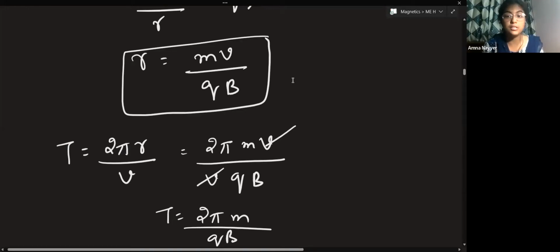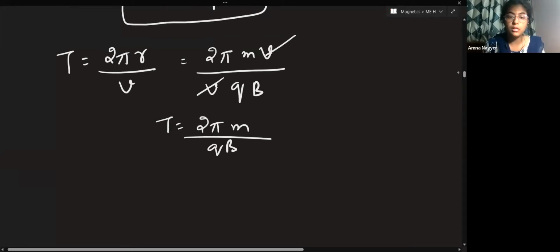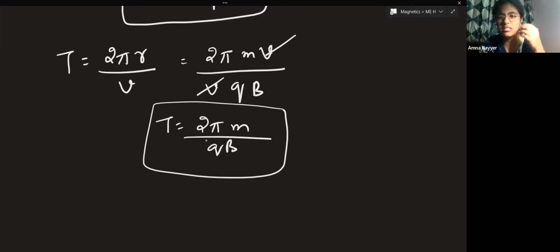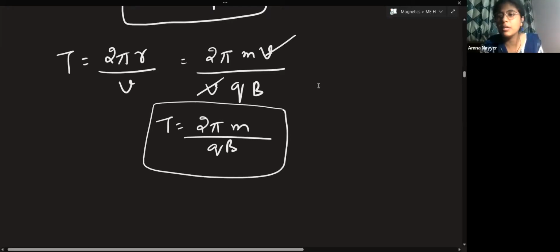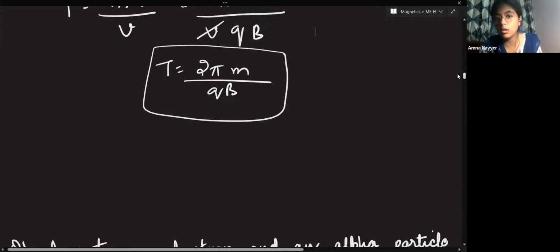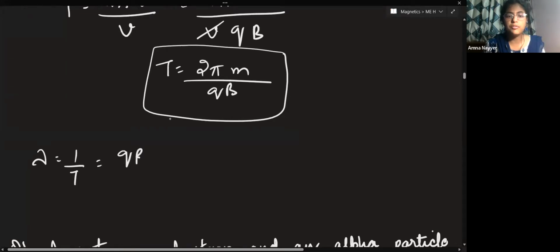All these formulas are not just for the derivation purpose. You have to remember these formulas. This time period question has been asked so many times in previous years, especially the fact whether time period depends on velocity or radius. While looking at the formula, you can say it is independent of the radius and velocity. It depends on the magnetic field, charge, mass. Frequency is 1 by time period, the reciprocal of time period. So this frequency becomes qB divided by 2 pi m.